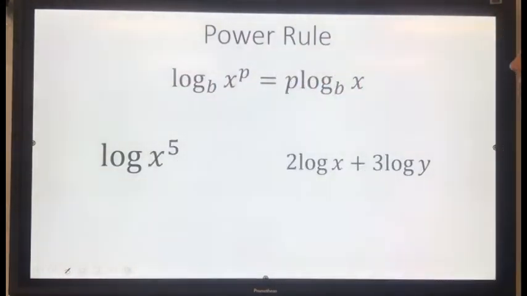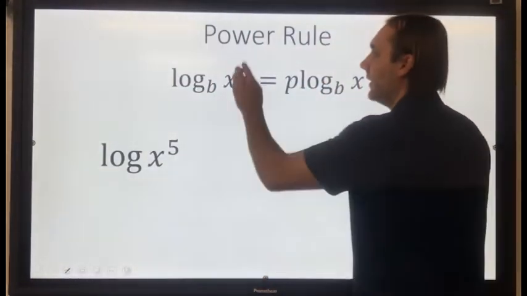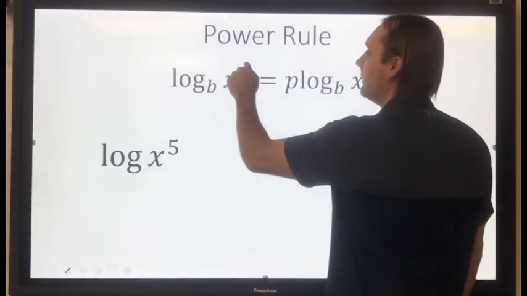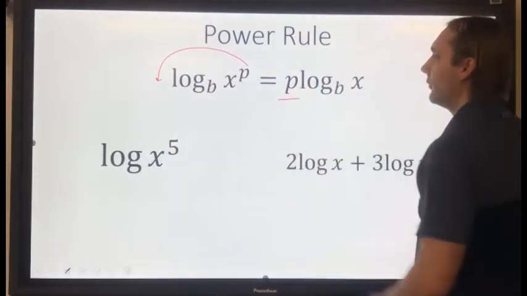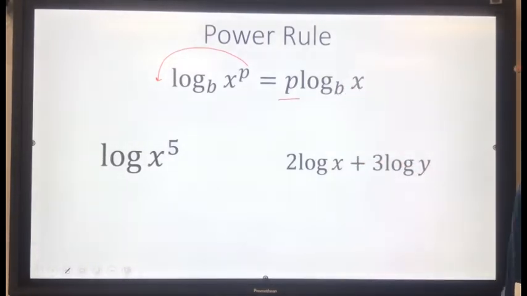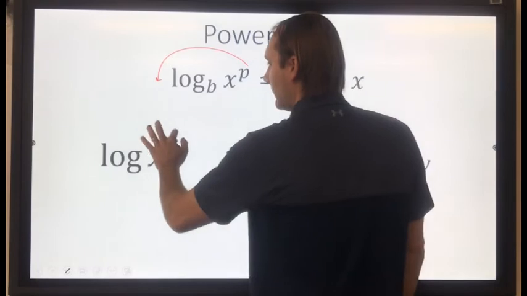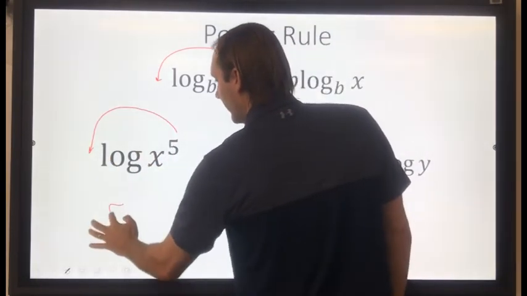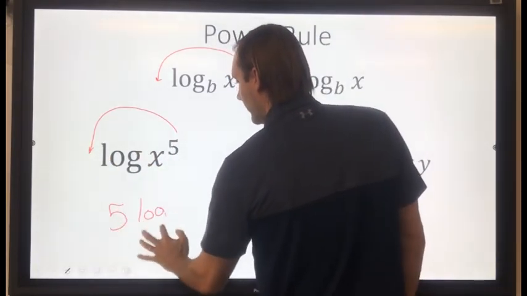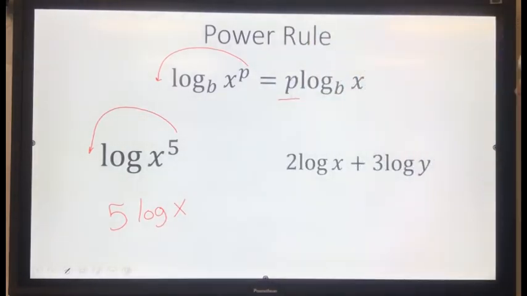And then our last rule is the power rule. So again, log of x raised to the power of p, I can move that p out in front by multiplying it to my log. So here, log base 10 of x to the 5th power, I can move that 5 out front. 5 times log base 10 of x.